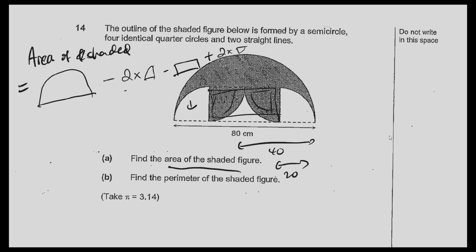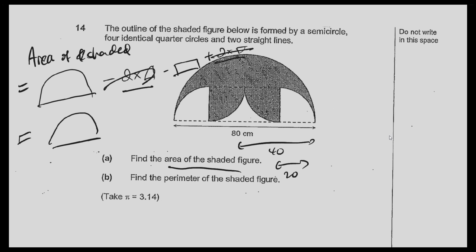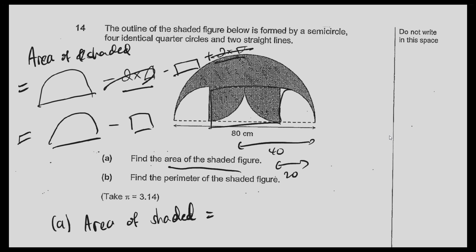But you realize that these two quarter circles are the same area as these two quarter circles, so these cancel out. So the area of the shaded is just this big semicircle minus this rectangle. We just use the formula, pi r squared for the area of a circle, so the area of a semicircle will be half pi, which is 3.14.